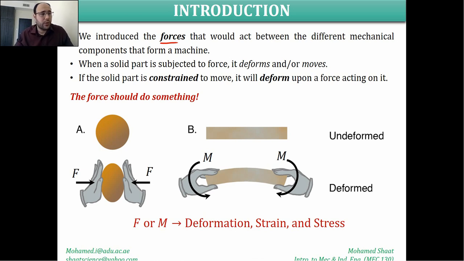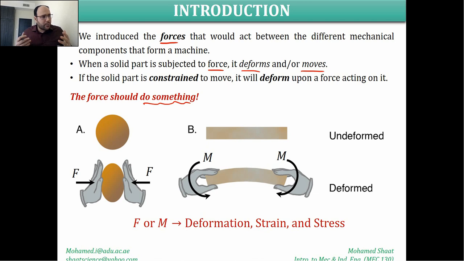We said that this force is something hidden, it is not seen, but we can feel and observe its effect. We cannot see the force, but we can see the effect of that force. Simply, when a solid part, whatever it is, is subjected to a force, it would either deform or move. It means that the force should do something to this solid part. This something could be in the form of deformation or movement.